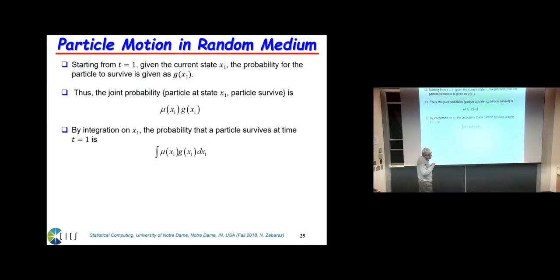You remember the probability of survival at time 1 is the expectation, given x1, that the particle survives. So we do have to take expectation with respect to x1, and that's this integral. You're not going to give me an answer that depends on x1, because x1 is random.